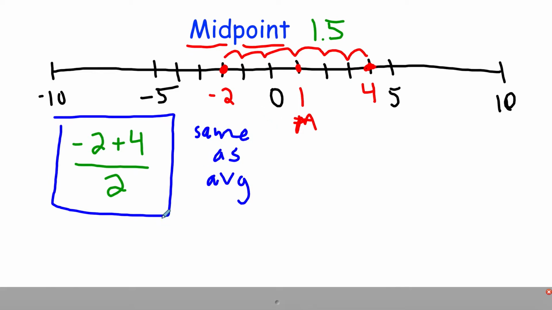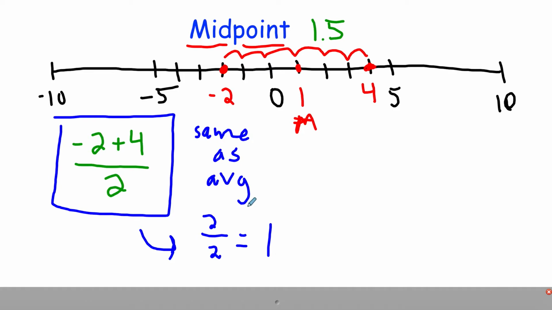And so we'll continue to do this work. -2 plus 4 is, oh, sorry, let me do this. I'll come over here. -2 plus 4 is +2, and +2 over 2 is 1. So when we find the midpoint this way, it actually tells us the exact value of the midpoint.